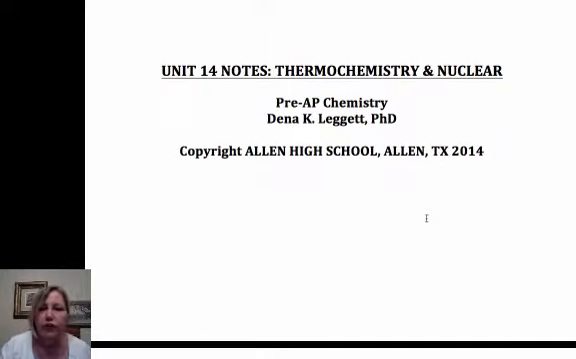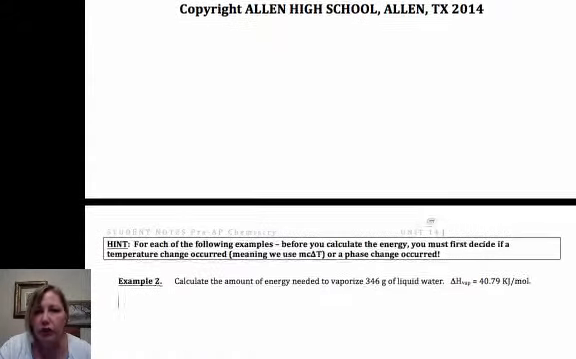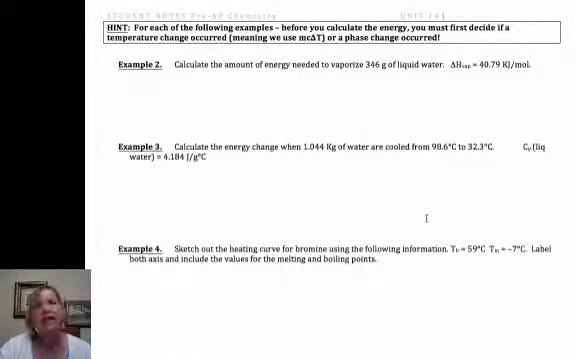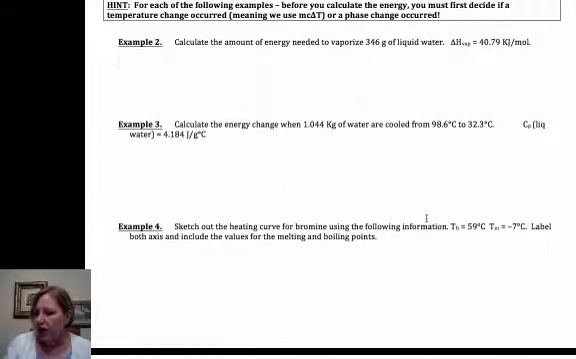Okay, without further ado, let's move into the calculation portion here. Now, you want to watch for some keywords while we are doing these calculations. So let's get hopping at that. It says calculate the amount of energy needed, required, needed. That means we should get a positive value to vaporize 346 grams of water.